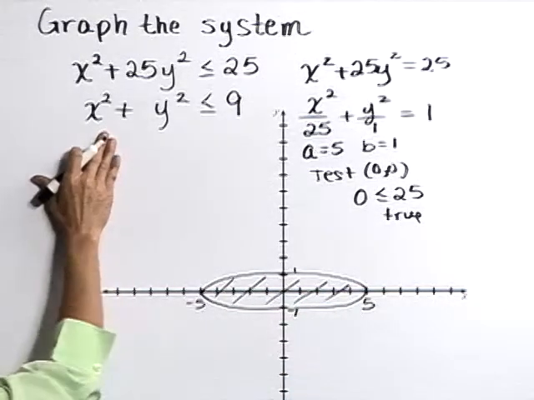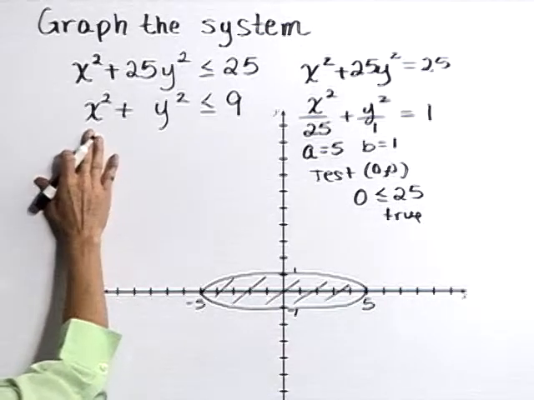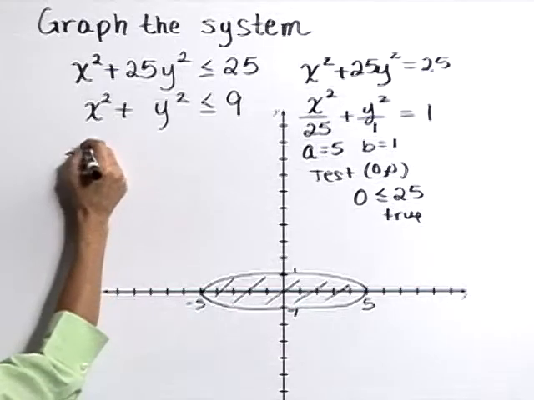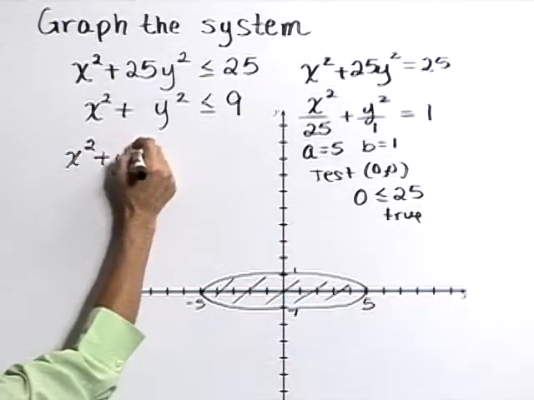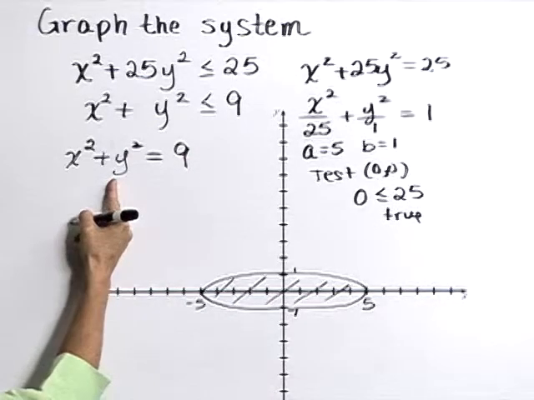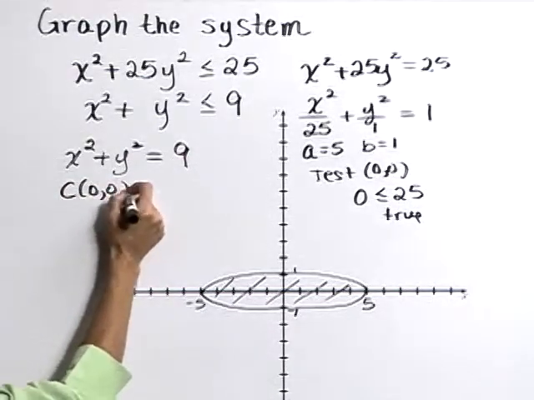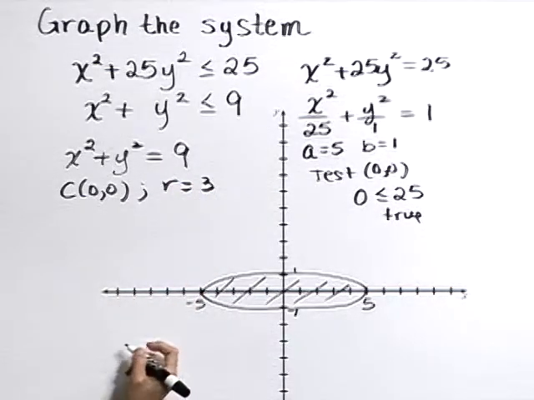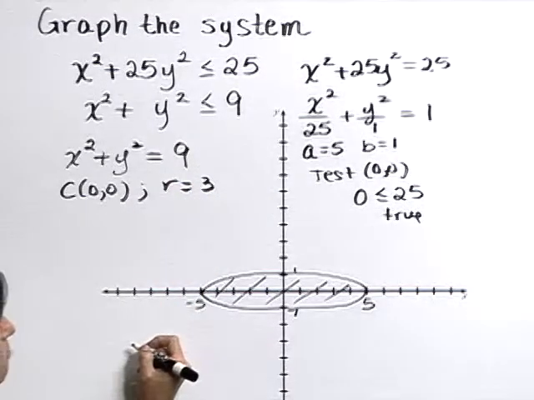Now let's look at our other inequality. This basic graph is a circle. If we think of its boundary, x squared plus y squared is equal to 9. That's a circle centered at the origin with radius 3. Let's graph the boundary then for this circle.